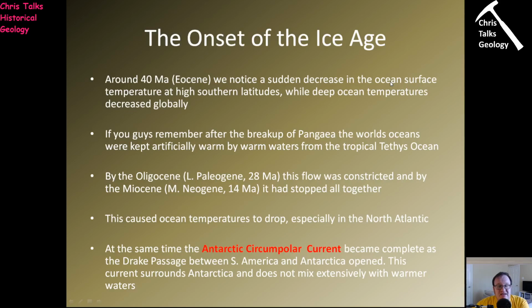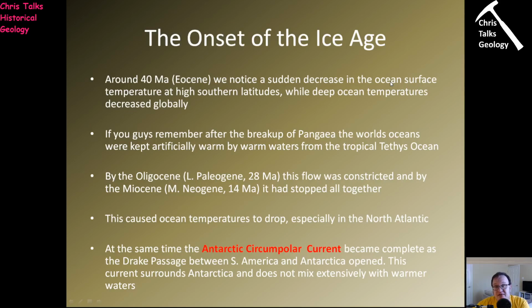By the Oligocene, about 28 million years ago, we begin to see this flow really slowing down. The flow is very constricted by this point. And by the Miocene, 14 million years ago, the flow has stopped altogether. We see this as changes in ocean temperature, and the North Atlantic was especially hard hit by the loss of this warm water.